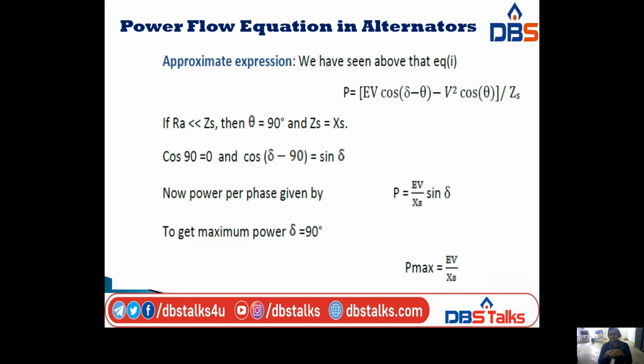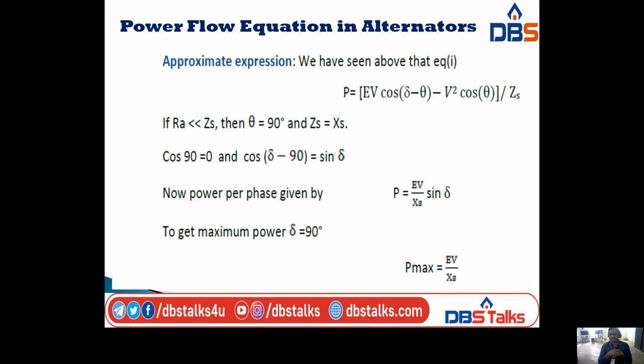So cos of delta minus 90 is equal to sine delta from the trigonometric functions. If we substitute that cos 90 is equal to 0 and cos of delta minus 90 is equal to sine delta, we have P is equal to EV cos of delta minus 90 minus V square into cos 0 by Zs. So finally we have P is equal to EV by Xs into sine delta.